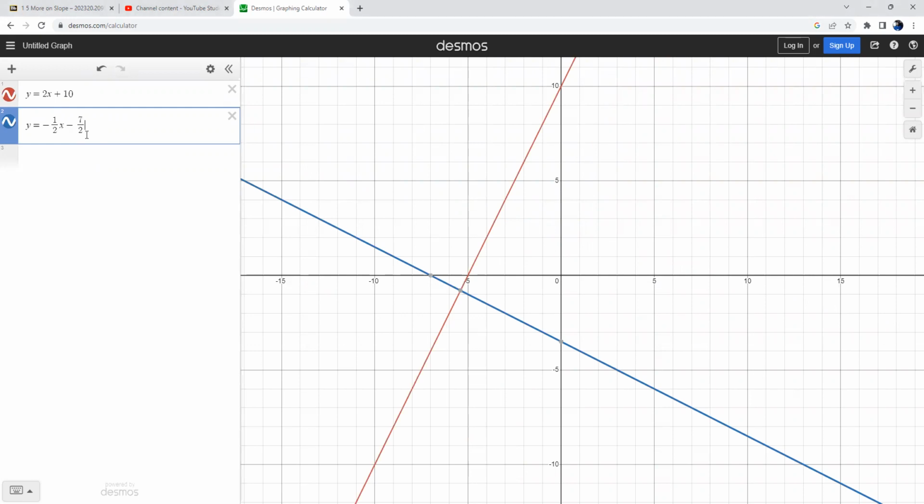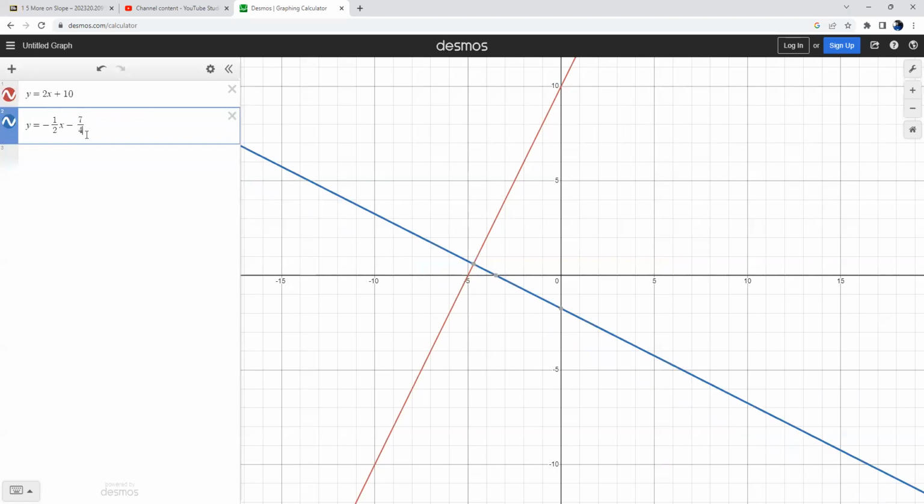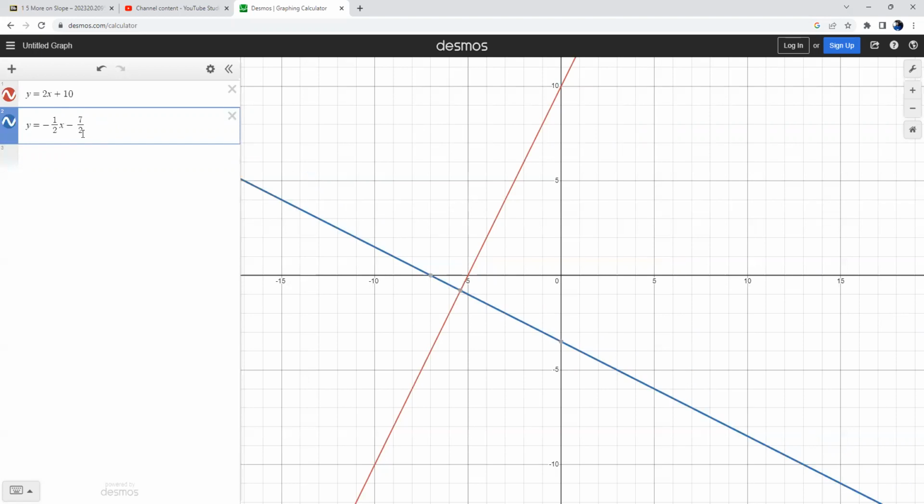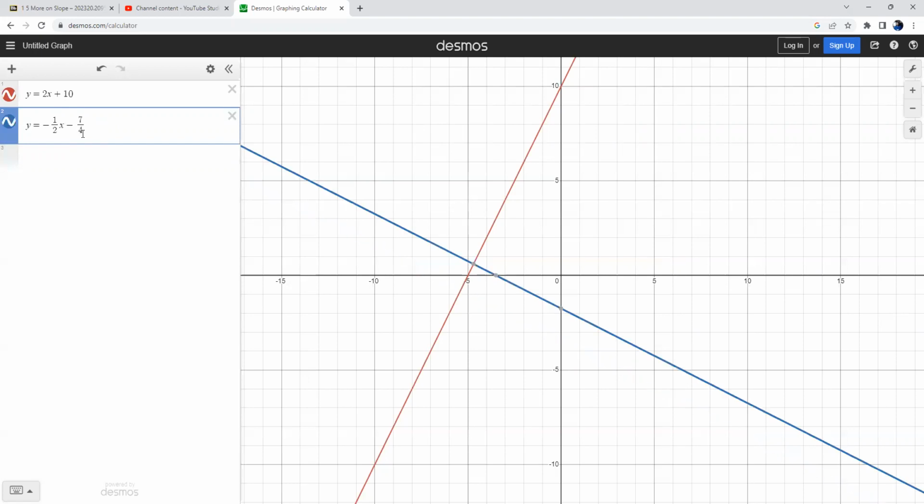But as you see, it doesn't really matter what my intercept is if it's still perpendicular, right? Because the slopes are opposite reciprocals. So it actually doesn't matter that this is 7/4 or 7/2, right? It's still perpendicular. Okay.